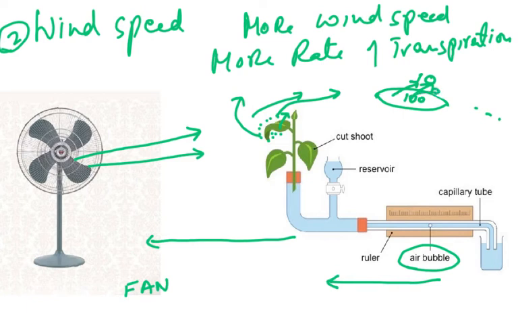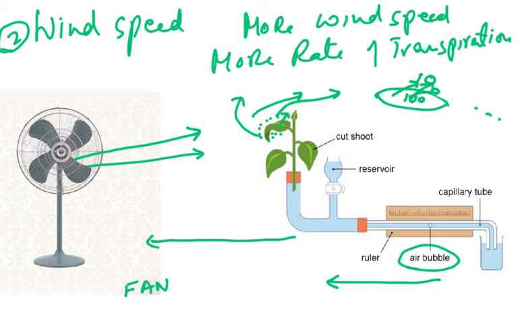It's like if you want to dry your hair, you just sit under the fan. Or of course you use a hair dryer, then of course it's warm air, which will result in the water evaporating faster from your hair if you want to dry your hair quickly. So more the wind speed, more the rate of transpiration.